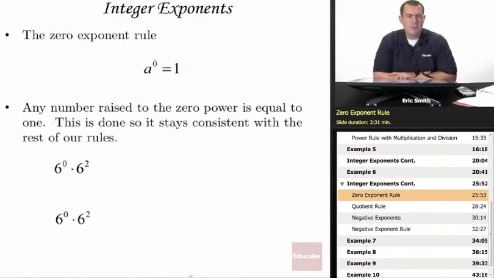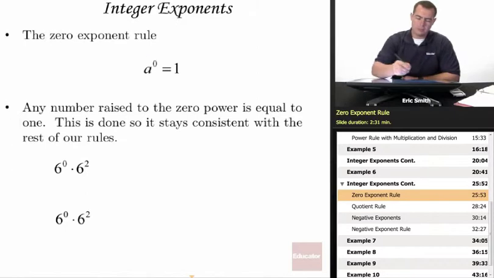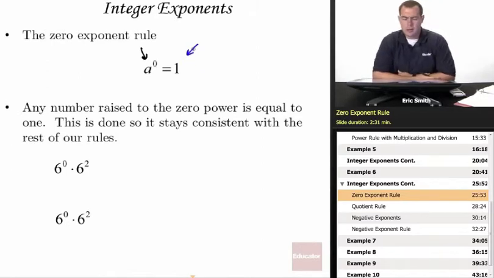All right, now a very important rule that we'll need is the zero exponent rule. Now, what this rule says is that when you raise anything to the zero power, like a over here, what you get is simply 1. Now this is probably one of the most curious rules that you'll come across.